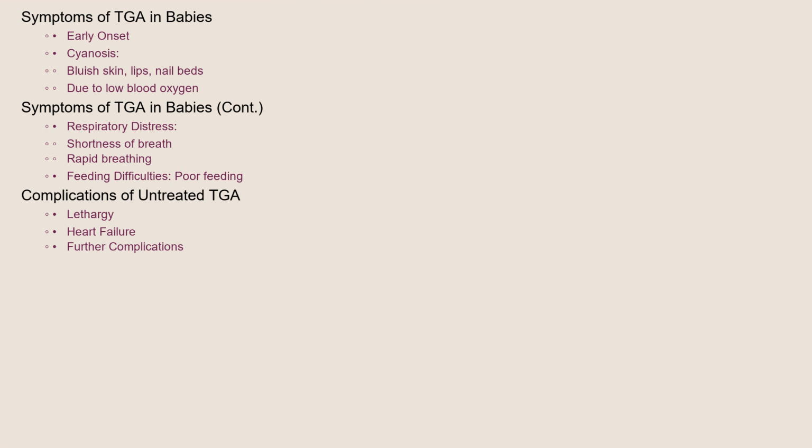Babies with TGA often present with noticeable symptoms shortly after birth. The most prominent sign is cyanosis, a bluish discoloration of the skin, lips, and nail beds, caused by the lack of oxygen in the blood. Other symptoms include shortness of breath, rapid breathing, poor feeding, and lethargy. As the condition progresses without treatment, infants may experience heart failure, leading to further complications.